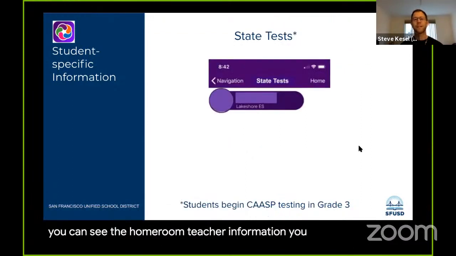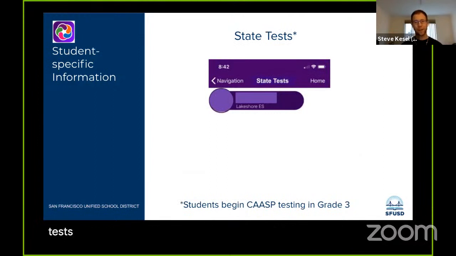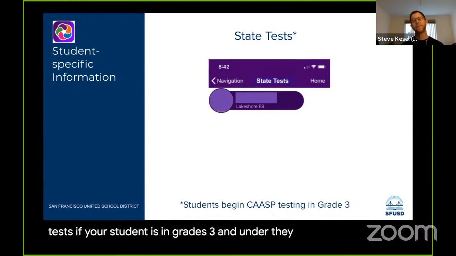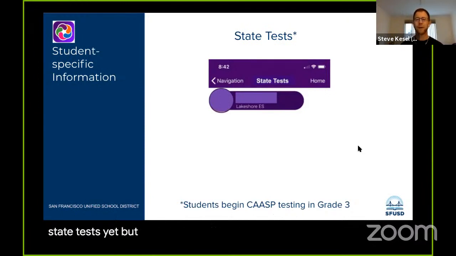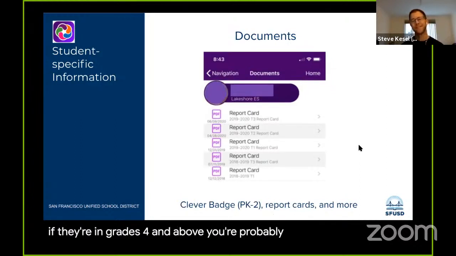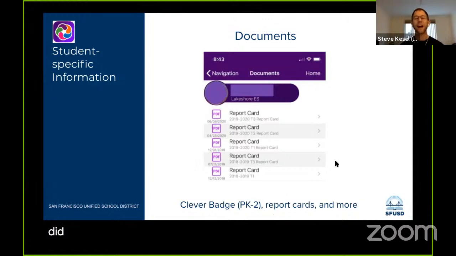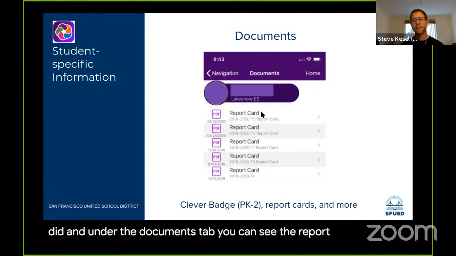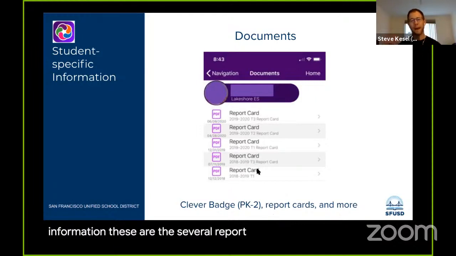You can see the homeroom teacher information. You can also see state tests. If your student is in grades 3 and under, they have not taken their state tests yet, most likely, so there's probably nothing to look at yet. But if they're in grades 4 and above, you're probably curious to see how they did. And under the Documents tab, you can see the report card information. These are the several report cards going back in time for your student. And you can also see their Clever login badge under Documents. So that's important to know.